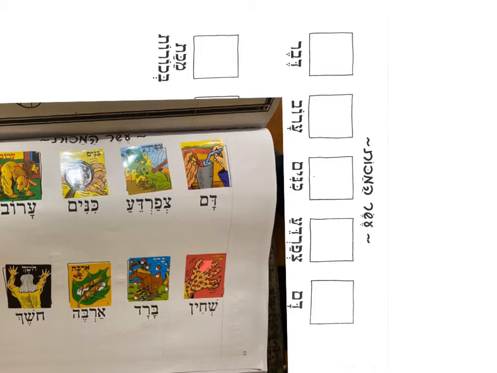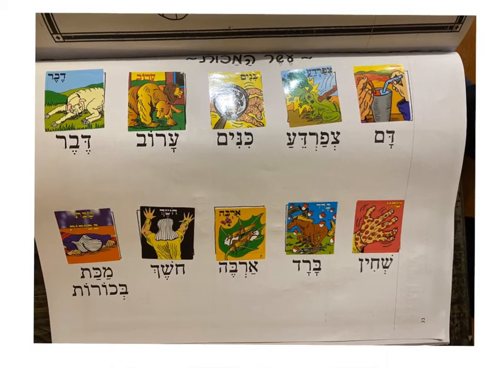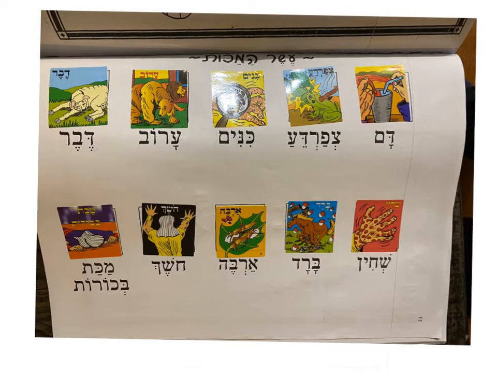So make sure you look at the sticker to see what it says, shchin, and you match it with shchin. Barad, match with barad. Arbe, match with arbe. Okay? And these are the 10 plagues that Hashem brought on the Egyptians. And we learned them in Parsha.